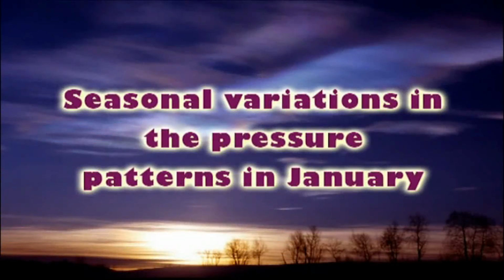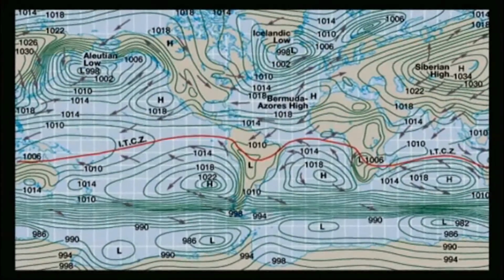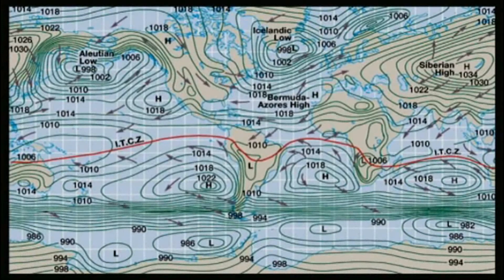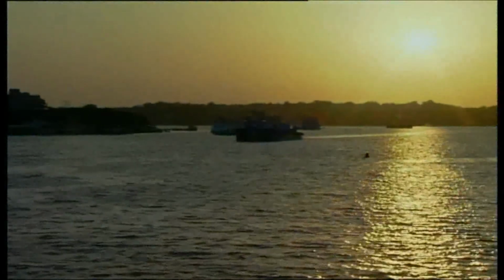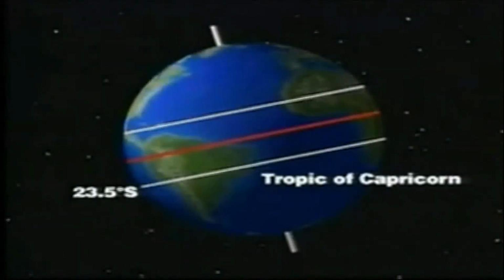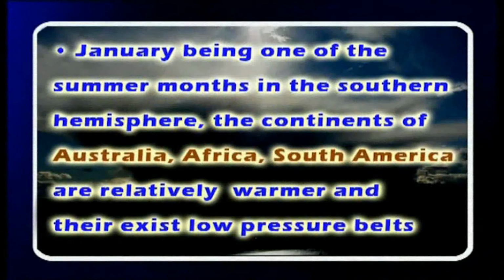Seasonal variation in the pressure pattern in January. Seasonal variations in the general pattern of surface pressure are represented in the following figure. Figure number 1 represents the pressure distribution in general. Because of the apparent movement of the sun towards the Tropic of Capricorn, the equatorial low pressure is displaced to the south of the equator. January being one of the summer months in the southern hemisphere, the continents of Australia, Africa and South America are relatively warmer and there exist low pressure belts.